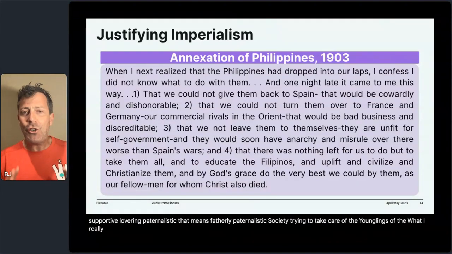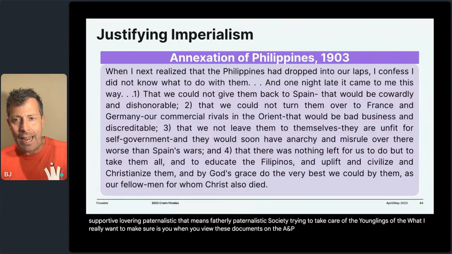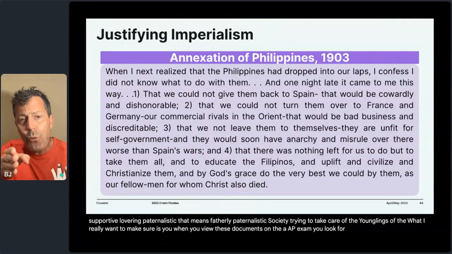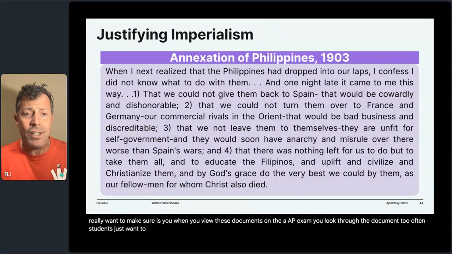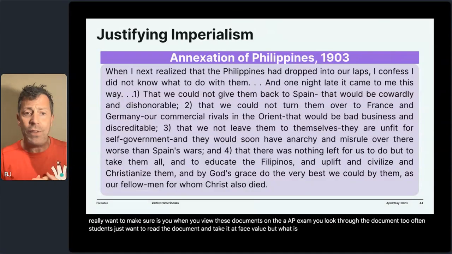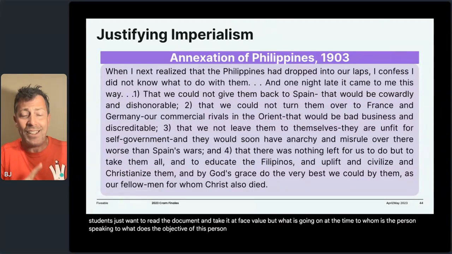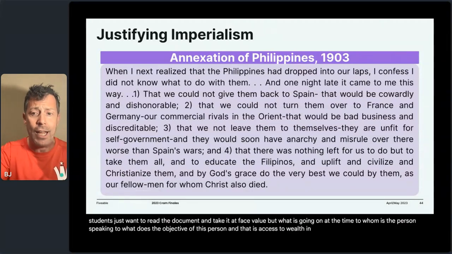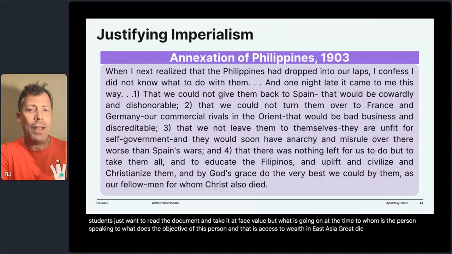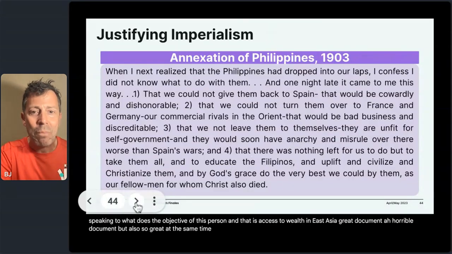So what I really want to make sure is when you view these documents on the AP exam, you look through the document. Too often students just want to read the document and take it at face value. But what is going on at the time? To whom is the person speaking? What is the objective of this person? And that is access to wealth in East Asia. Great document. Horrible document, but also great at the same time.